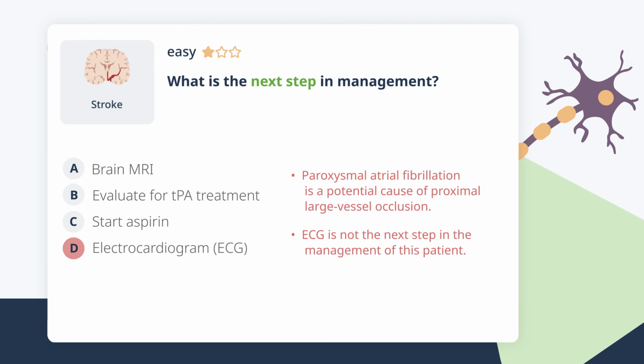Well, EKG is never a bad thing to do, but it's not the next step in management for this patient. Paroxysmal AFib is a potential cause of a large vessel occlusion, and this patient's symptoms, the territory of the brain that's involved, is quite large. He has hemibody symptoms and a dense aphasia, so we're worried about a large vessel stroke. And the etiology may be paroxysmal AFib, but that's not the first thing we'll do for this patient.